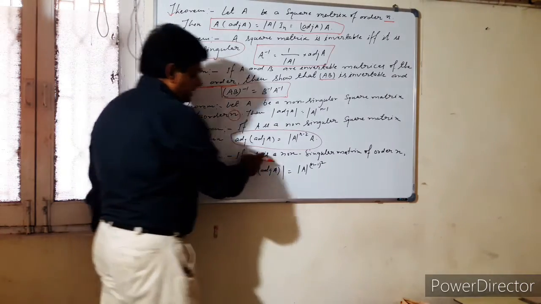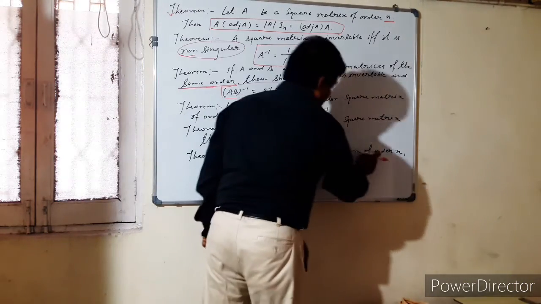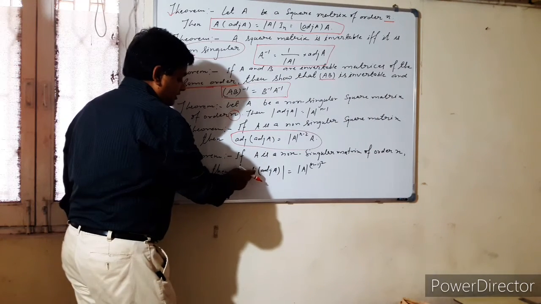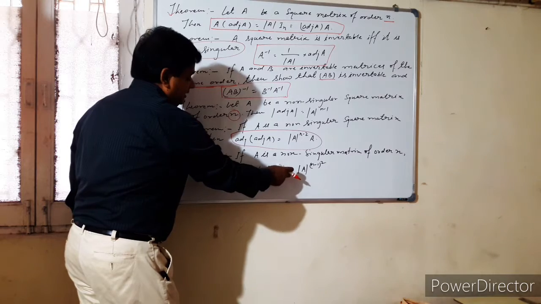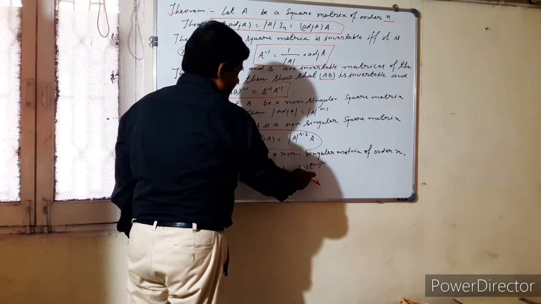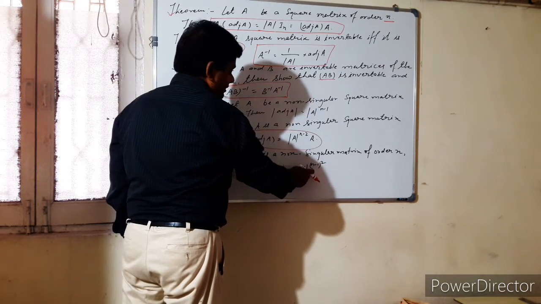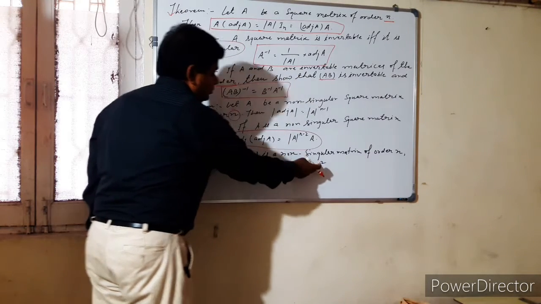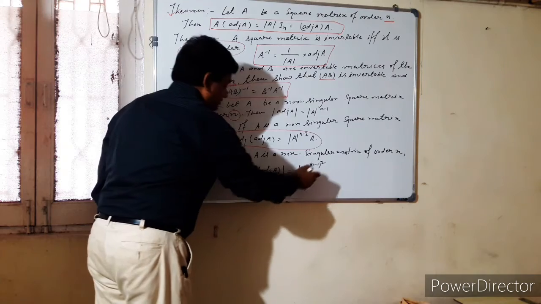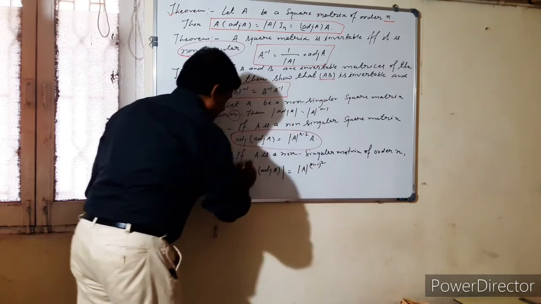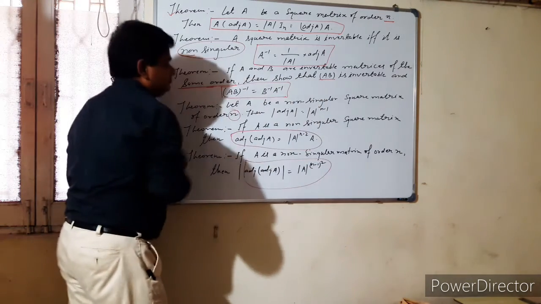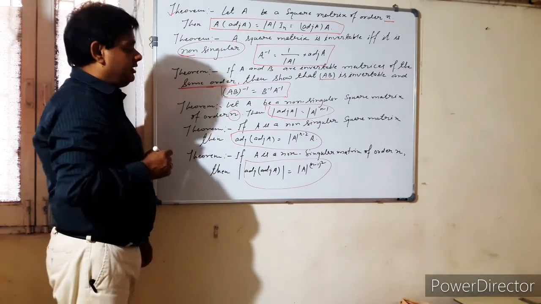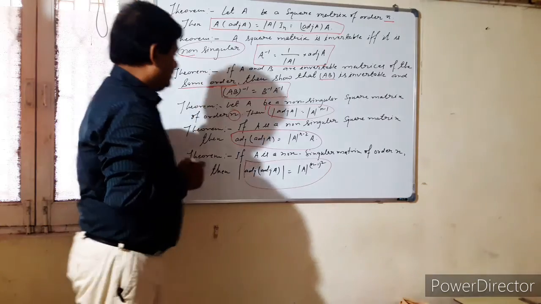Theorem: if A is a non-singular matrix of order n, then determinant of adjoint A equal to determinant A raised to the power n minus 1 whole square. These are the very important questions for 1 mark questions.